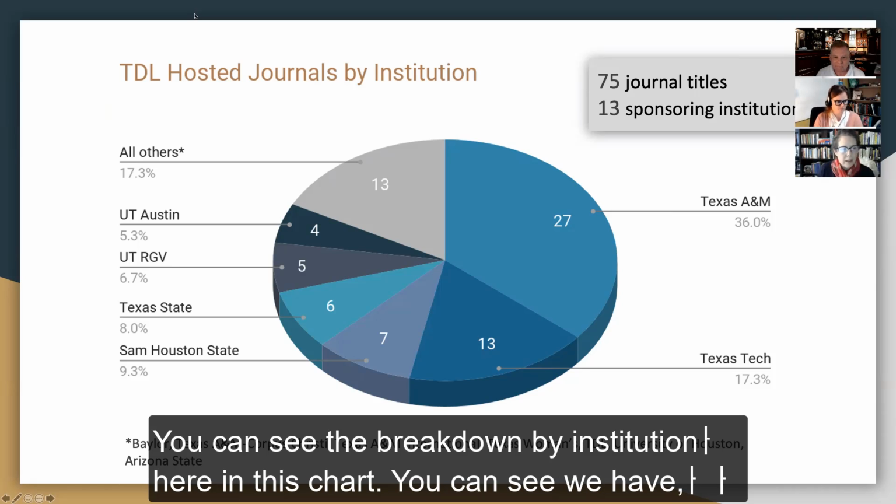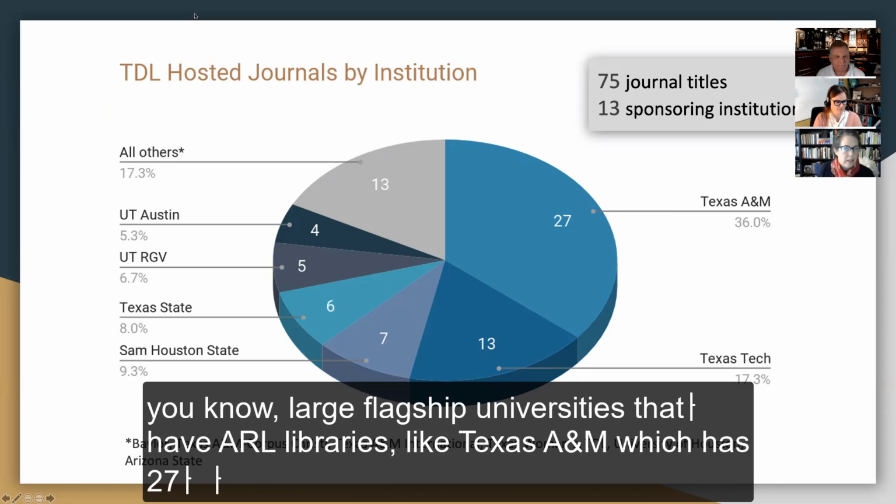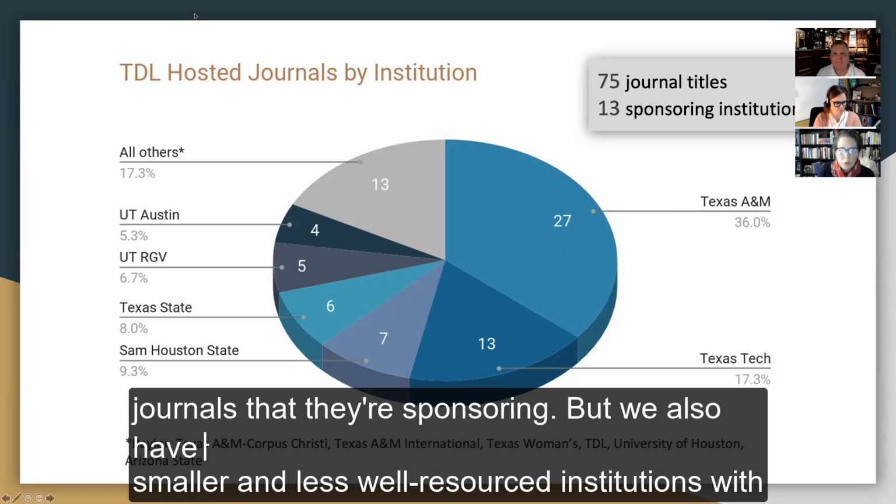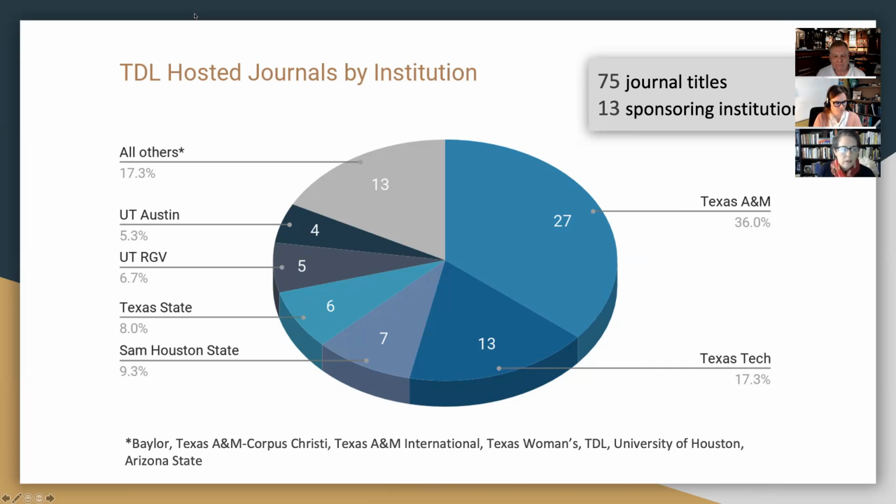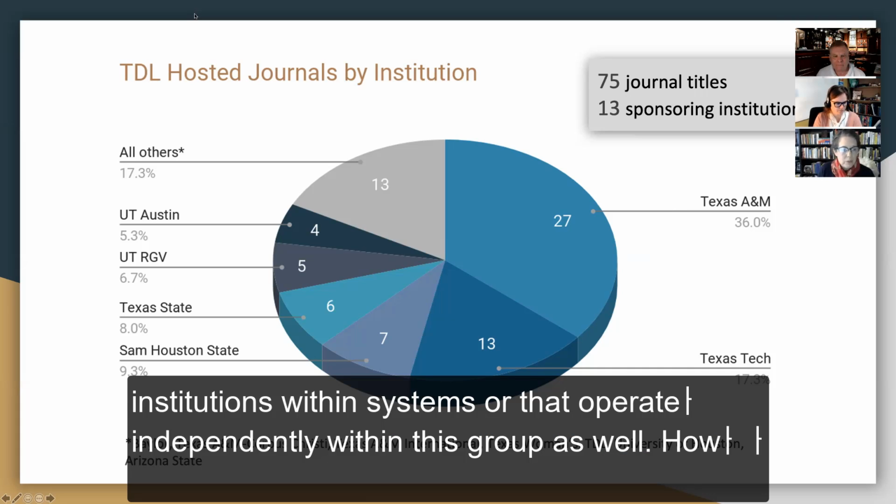You can see the breakdown by institution here in this chart. You can see we have large flagship universities that have ARL libraries like Texas A&M, which has 27 journals that they're sponsoring. But we also have smaller and less well-resourced institutions within systems or that operate independently within this group as well.